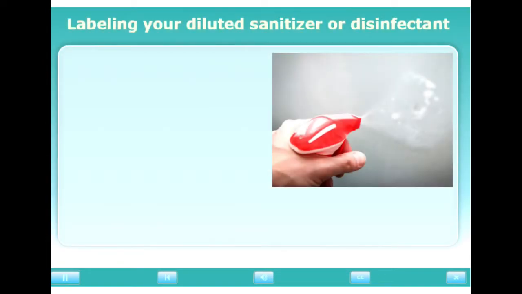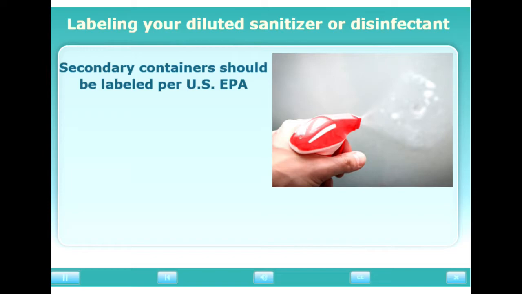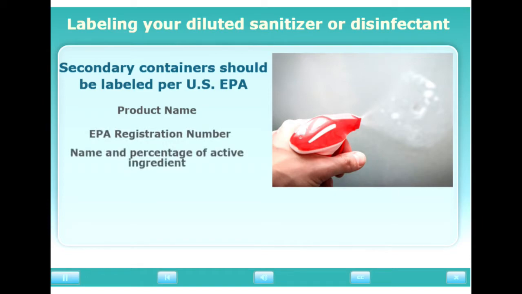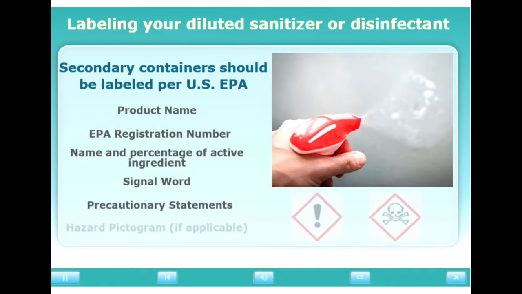A container that holds diluted antimicrobial pesticide is called a secondary container. The U.S. EPA recommends that secondary containers be properly labeled. Unlabeled containers may lead to accidents since people don't know to be careful with the contents. The secondary container label should have the product name, the EPA registration number, the active ingredient name, the signal word, caution, warning, or danger, precautionary statements, and any hazard pictograms present on the label. You can find this information on the product label.